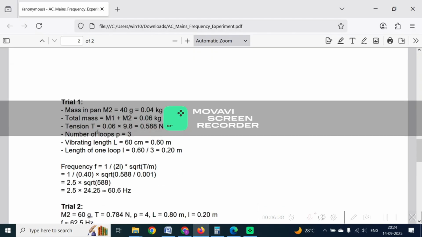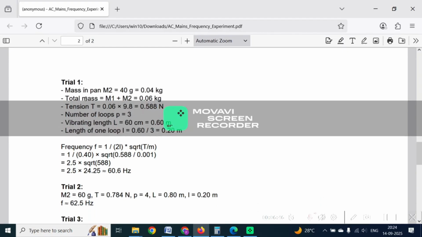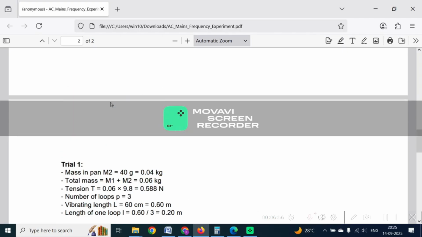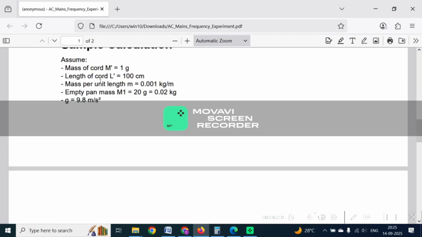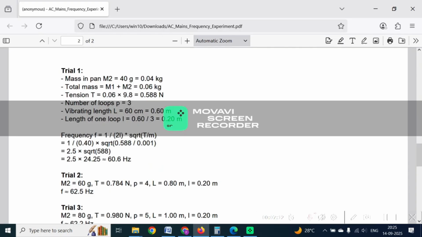Now in the first trial, I did 3 trials, and I'm going to put these 3 trials in the observation table. So in the first trial, mass in pen is M2. When we calculate the tension, we have to use M2 and M1. M1 is our empty pen mass, already mentioned here, 0.02 kg. In all 3 trials M1 is constant, but the M2 value is going to change again and again.